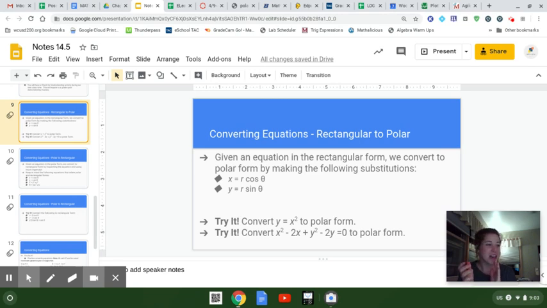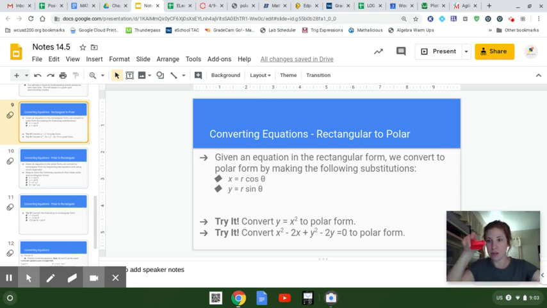But without further ado, if you are following along in the slides, we're going to finish up those Google slides that we've been working on. We're going to finish up with slides 9 through 13. And again, we're going to be converting equations. We're going to start going from rectangular equations with x and y to polar equations.